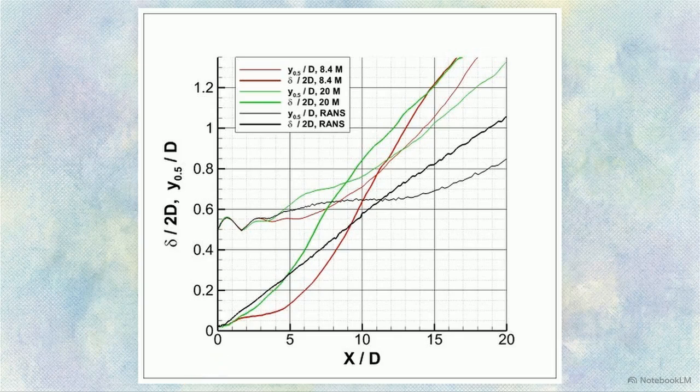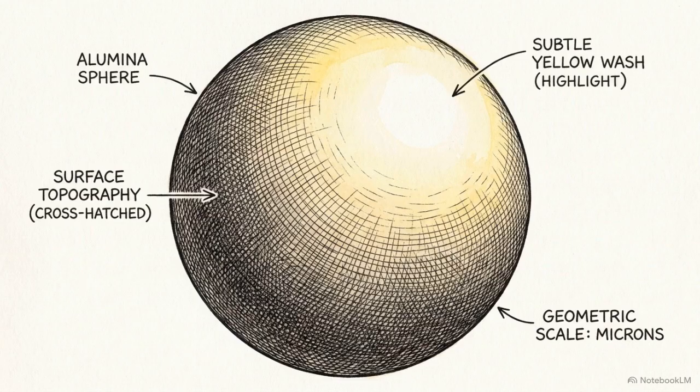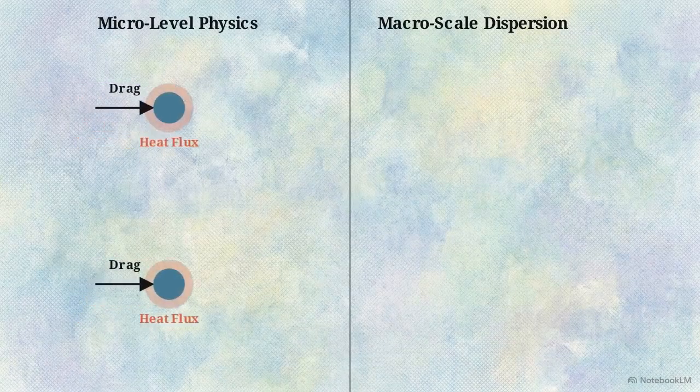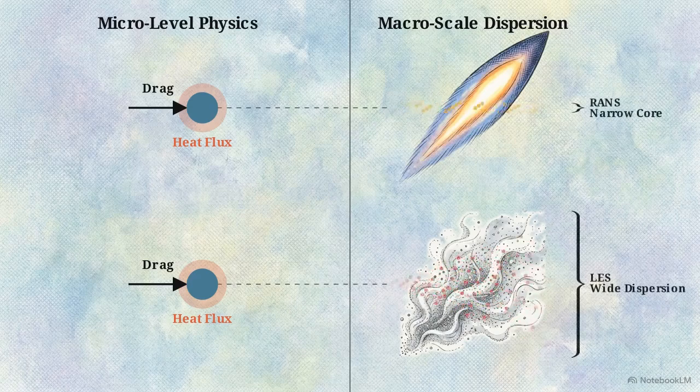Grid resolution directly determines the predicted length of the potential core. Change in this length shifts the calculated position of the primary heat release zones. The physics models must also track the dispersed liquid alumina phase, which is calculated as a 3.5 micron particle distribution via the Hermsen correlation. Although the micro-level models for drag and heat flux are identical in both solvers, the resulting macro-scale dispersions show a significant divergence.